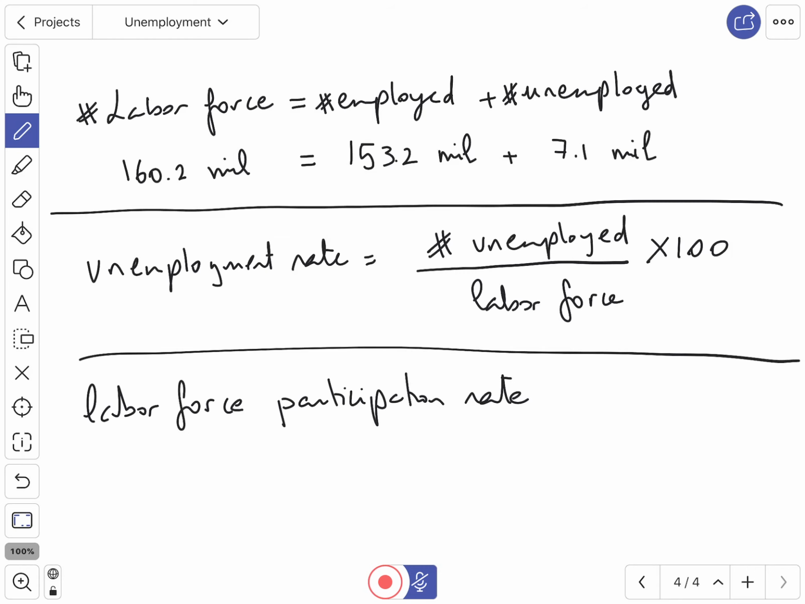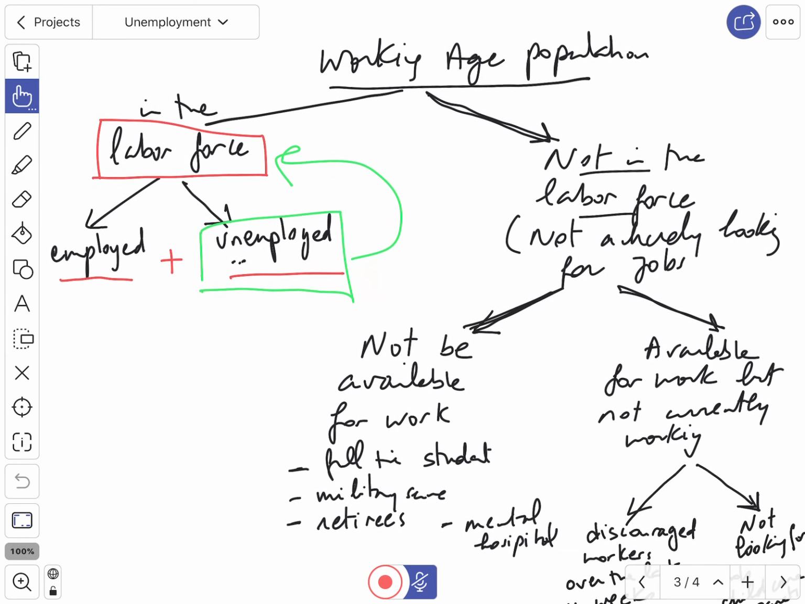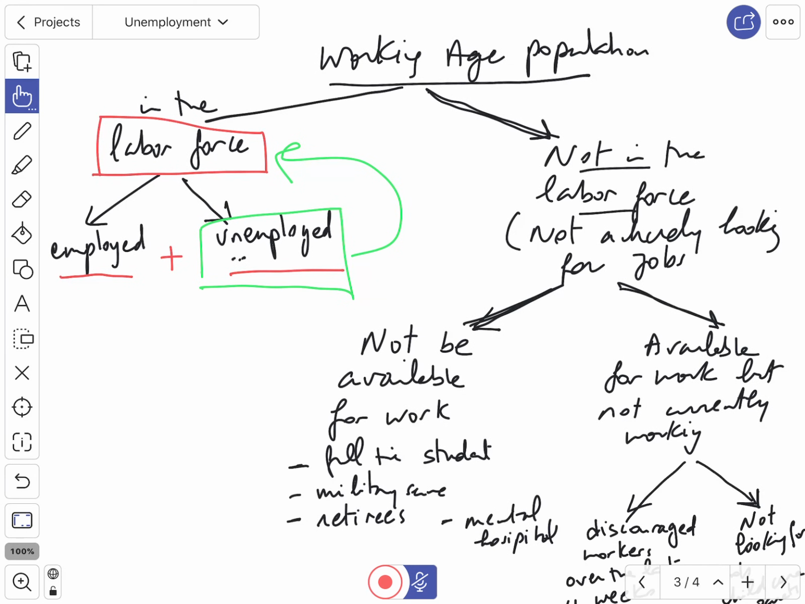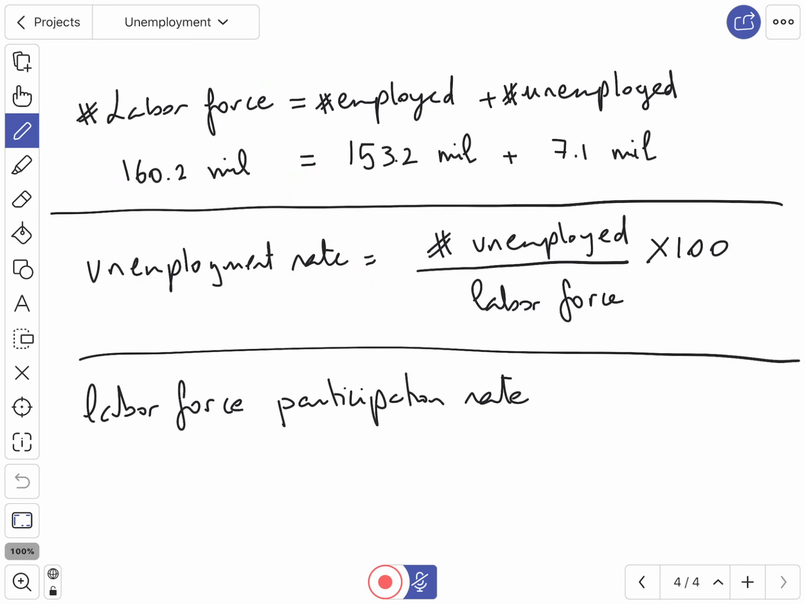So the labor force participation rate: you want to know, out of the working age population, how many people are participating. So for the participation rate of the labor force, you just take the labor force and divide it by the working age population.